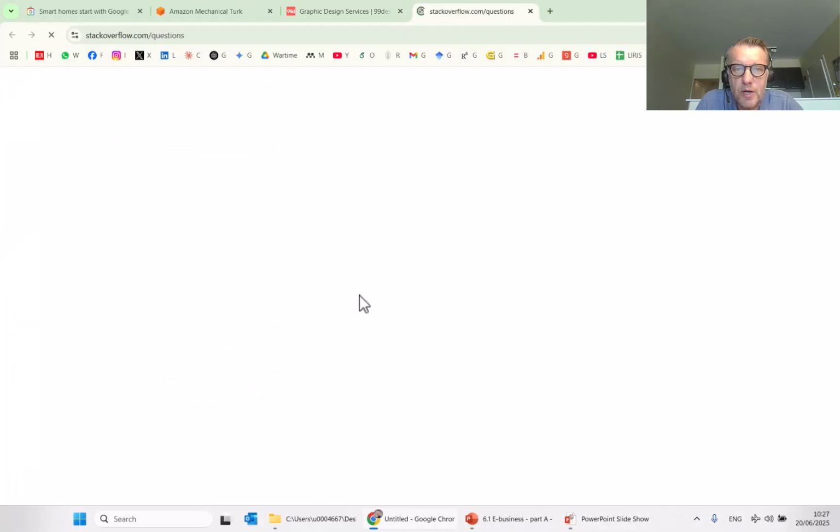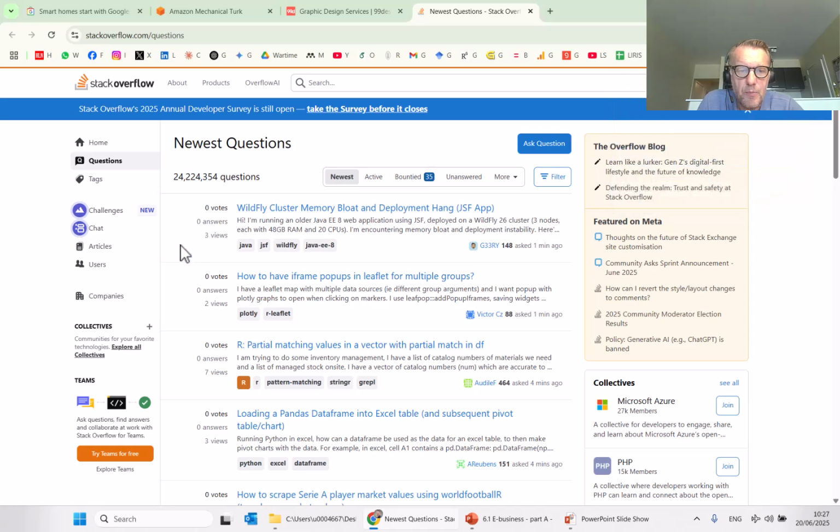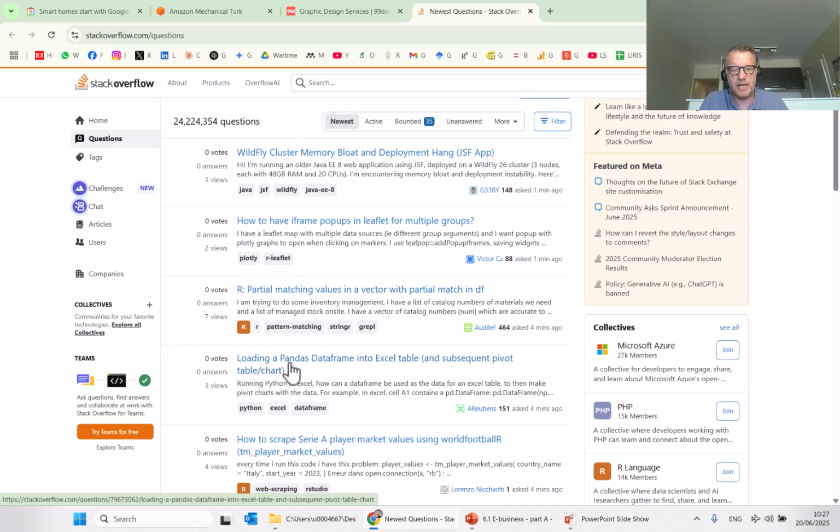Stack Overflow is a crowdsourcing platform for computer programming, application programming. Here you can see people can file questions, and then other people can answer these questions. So here we use the wisdom of crowds to help address a particular type of question. For example, somebody has a problem in Python with loading a pandas data frame into an Excel table, and the wisdom of crowds is being used to address that particular task.